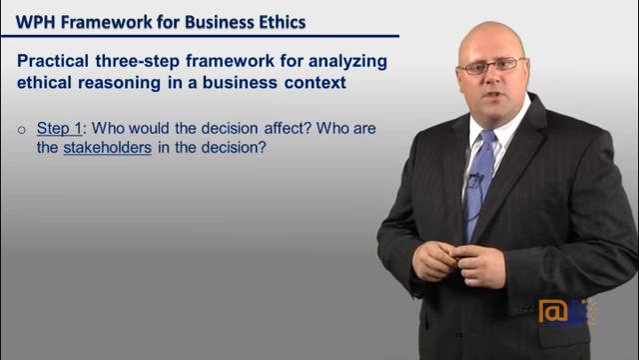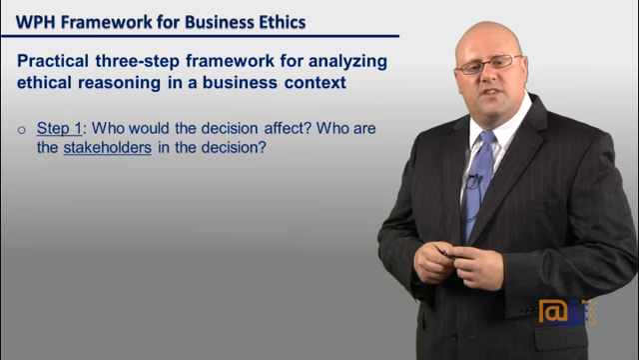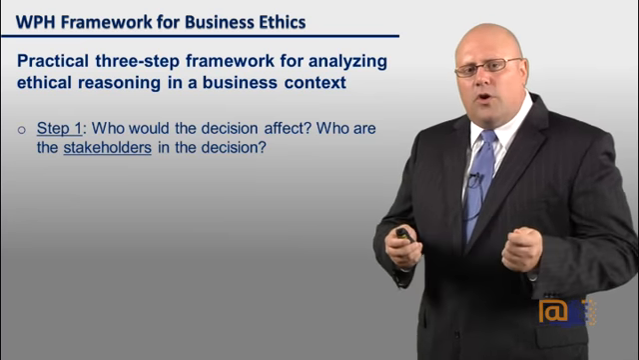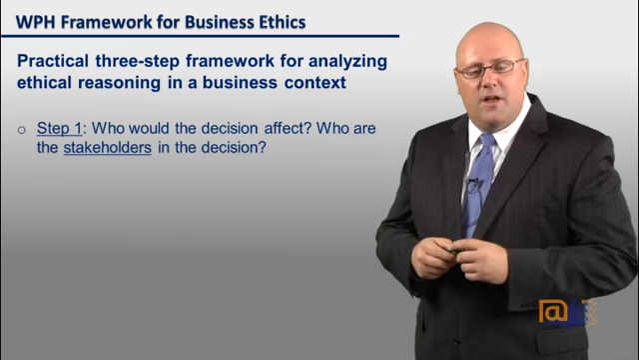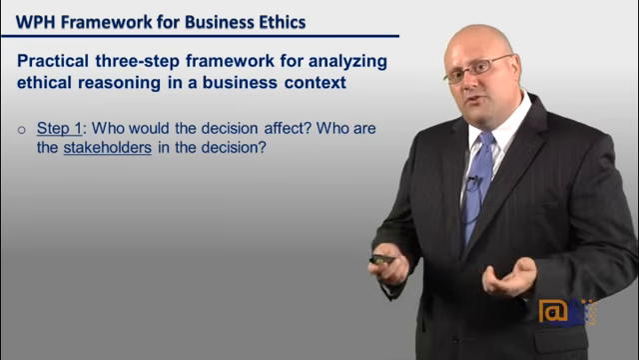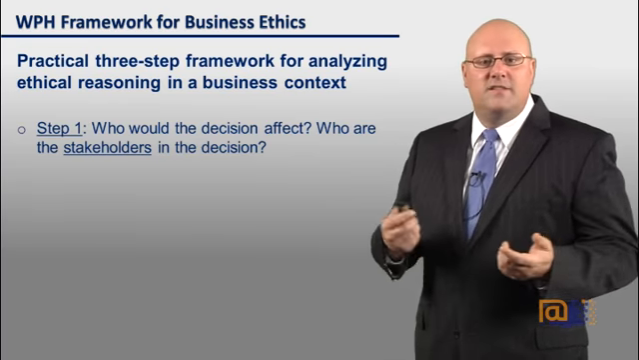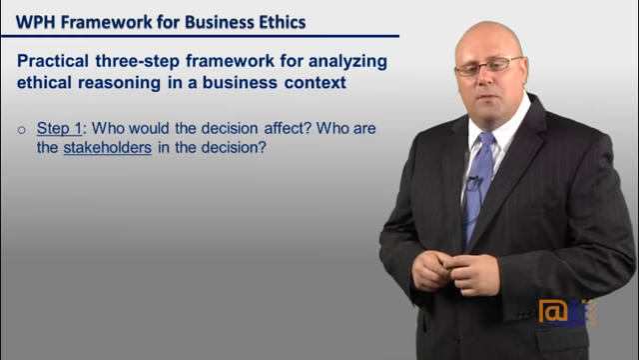The first step, the W step, is identifying who the decision would affect. Who are the stakeholders in that decision? In other words, who's going to be forced to bear the brunt or suffer the consequences of that particular decision? It could be the employees, it could be the customers of the business, it could be the suppliers of the business, it could be the residents of the area in which the business operates, or it could be some combination of all of the above.